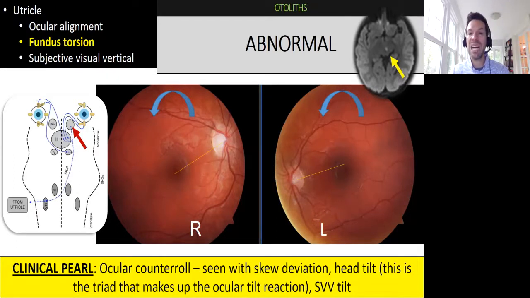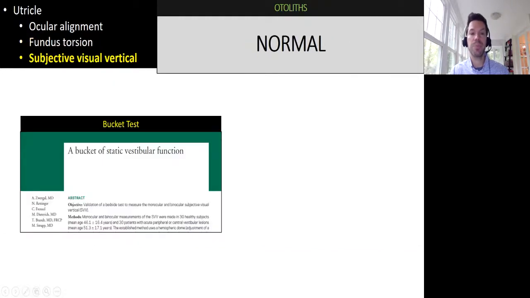So if you have an INC lesion or a lesion anywhere along this utricle ocular motor pathway, you can have an ocular tilt reaction. This ocular counter roll that's seen clearly here is often one of the components of the ocular tilt reaction, also accompanied by skew deviation and head tilt, which this patient had, as well as subjective visual vertical tilt, which we'll talk about next.